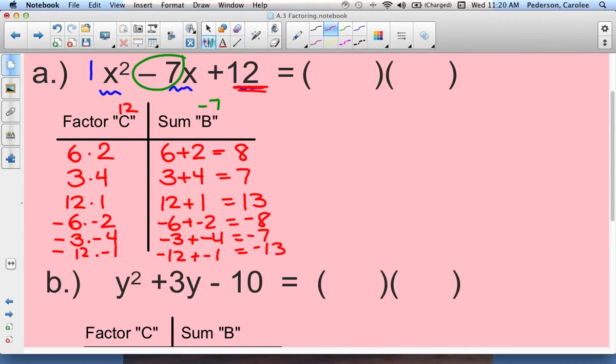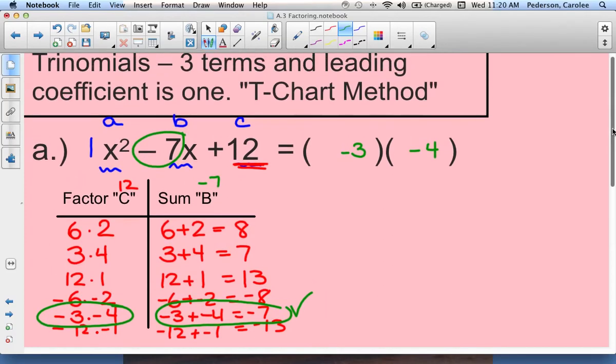And there's one of them that works. This is the one that works. Negative 3 plus negative 4 adds to negative 7. So we're going to use these two numbers in our factoring. They are going to go right here and right there. Now to get the first two terms, I just split up this x squared as x and x. So I've converted a trinomial to a binomial times a binomial. If you want to check your work, FOIL this binomial back out and you will get your trinomial.